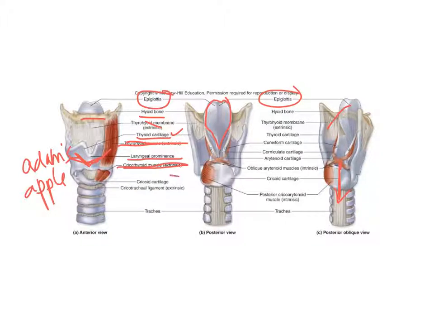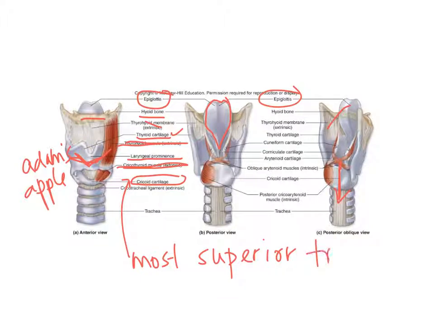Now the cricoid cartilage, this is the most superior tracheal ring. It becomes important if you need to do a trach on someone. That's what you're looking for. So it's the top of your trachea. We don't go over that, but you need to know trachea. The trachea is the tube that's going to take the air down. You need to know these two.